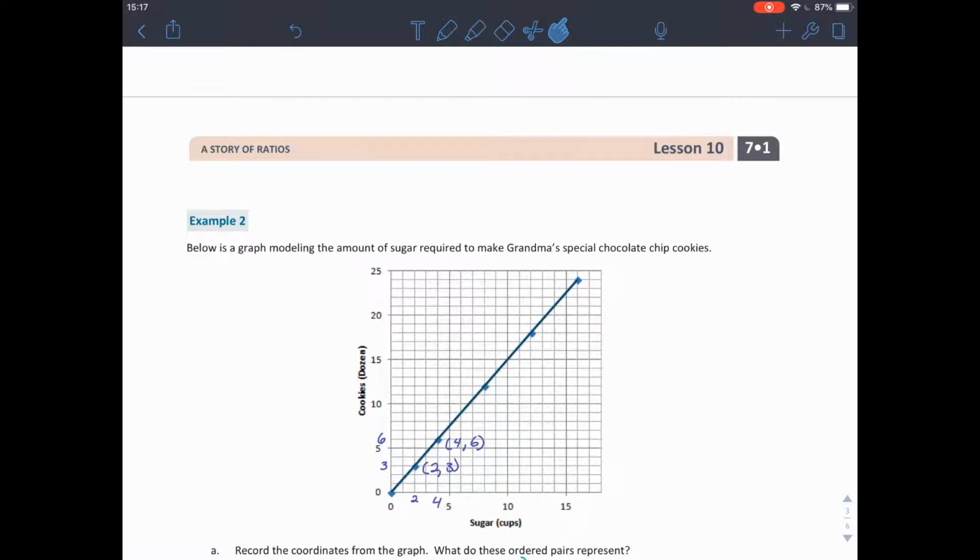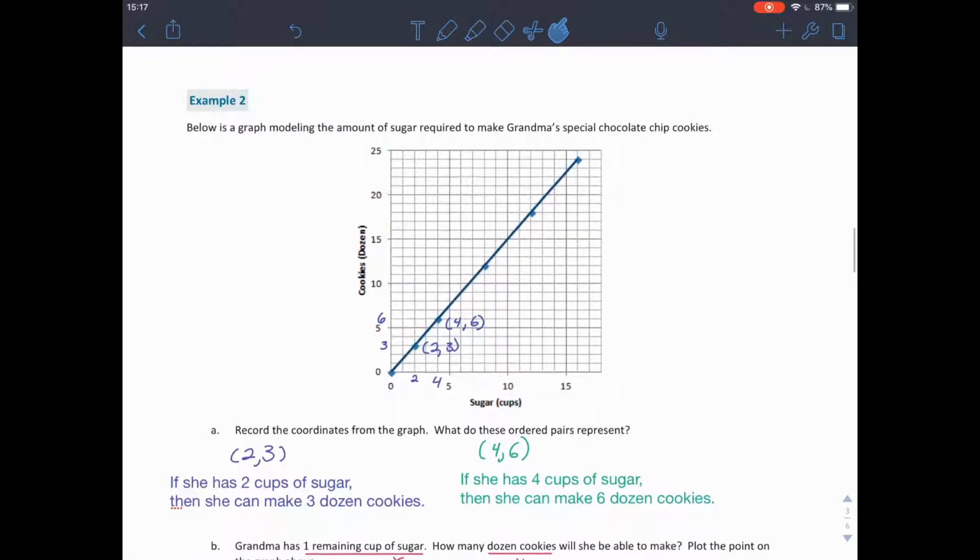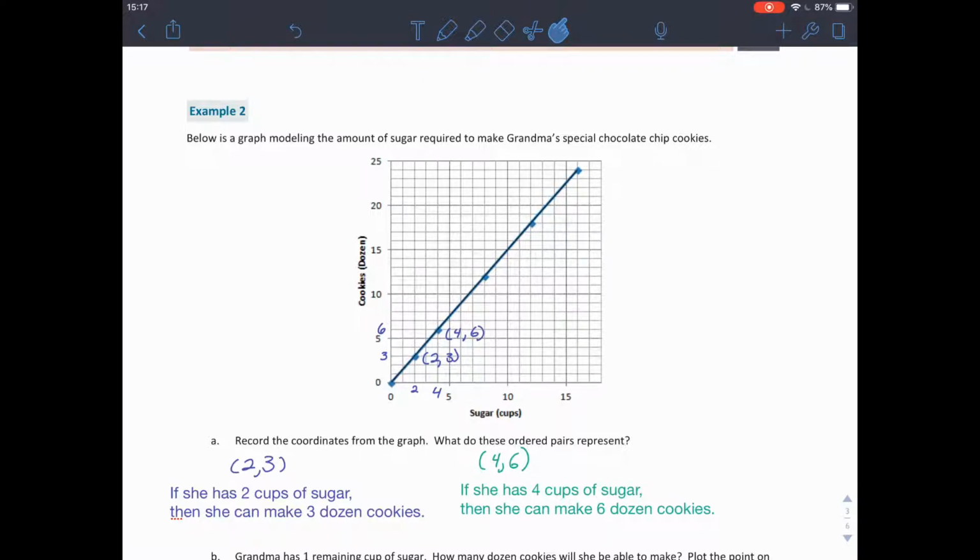I went ahead and found 2 coordinates from our line. You could have found many others and different ones. For the coordinates (2, 3), I can say that this represents that if Grandma has 2 cups of sugar, then she can make 3 dozen cookies. This is a bit different from our example sentence. I can make adjustments to my sentence to better reflect what is happening in my word problem. If I write a sentence for the coordinates (4, 6), my sentence is the same. The only difference is that I replace the x and y values with those from my new coordinates.